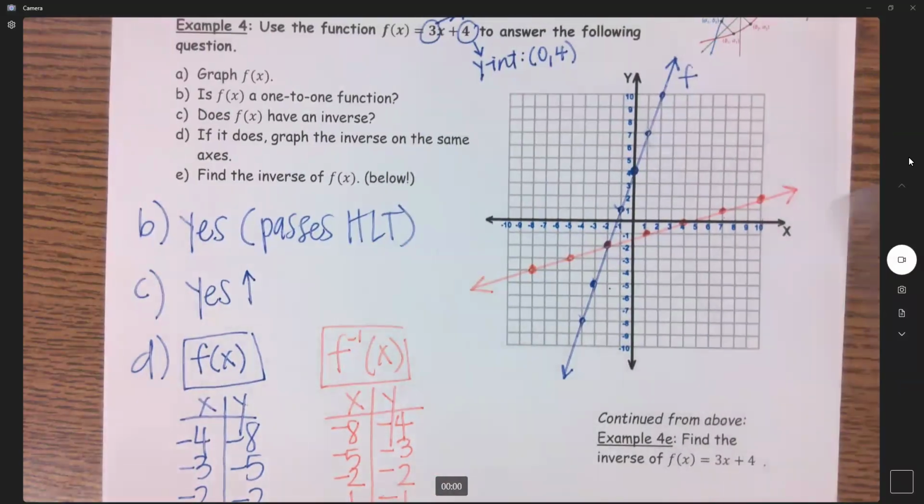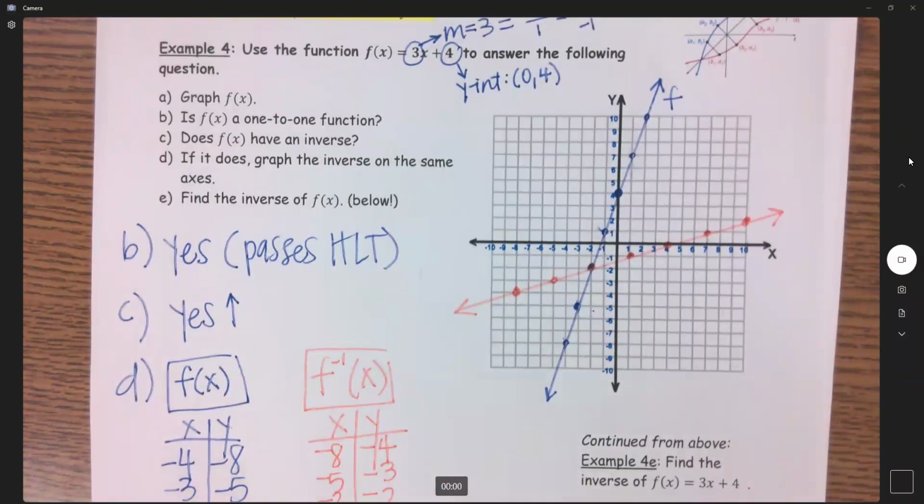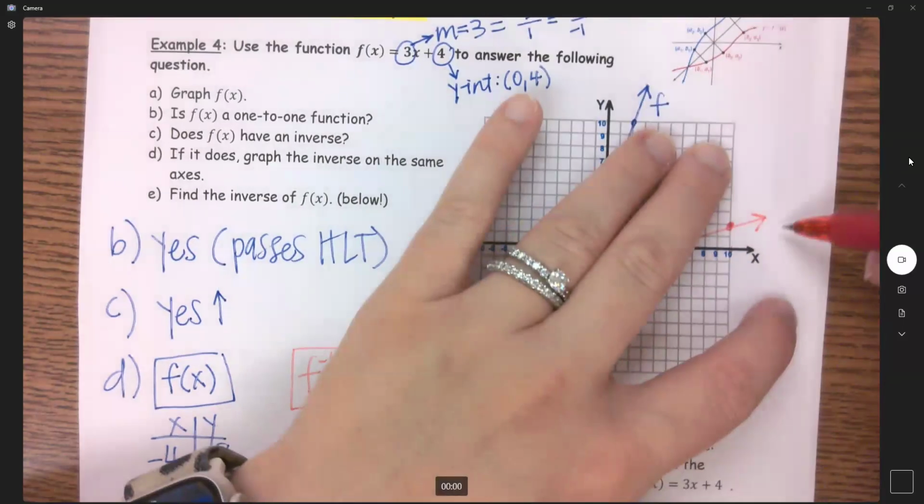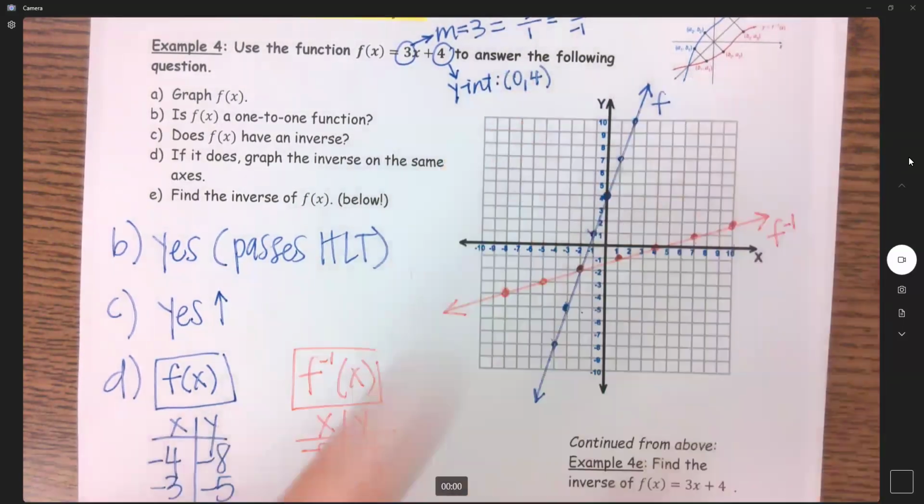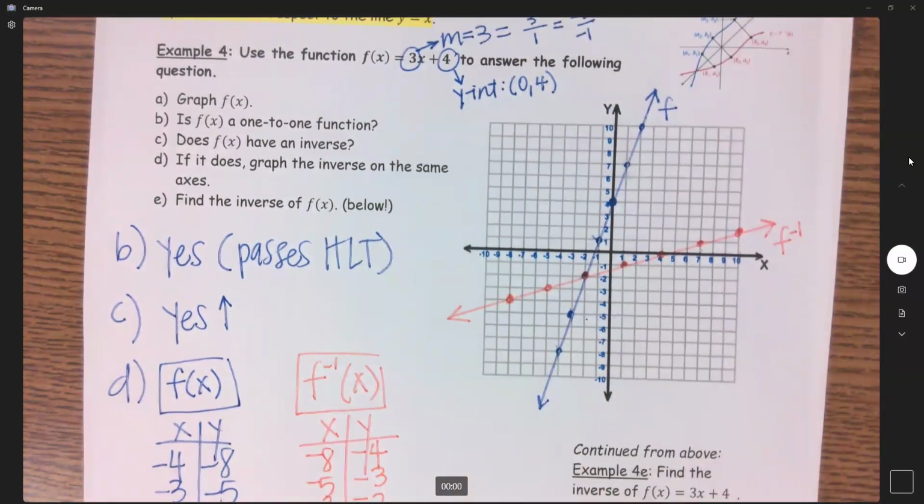So there is my inverse function. Pause that if you need some more time. And again, because I have 2 different graphs on this one graph, I need to label. So I've already labeled this one as my function. I'm going to label this one as my inverse, so f to the -1.